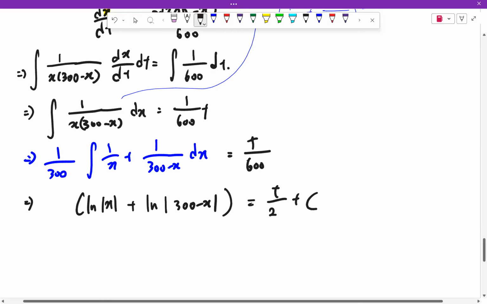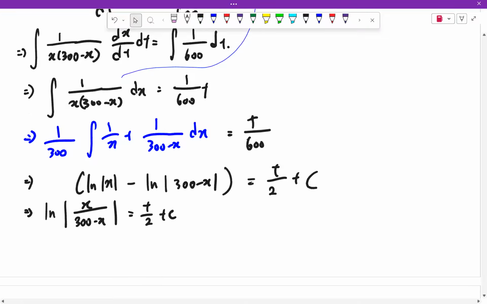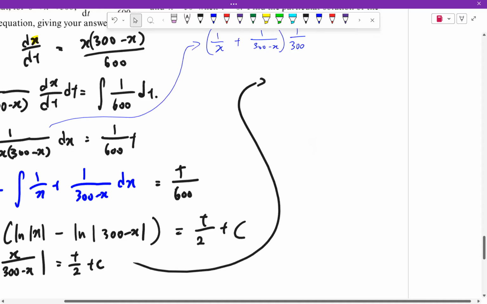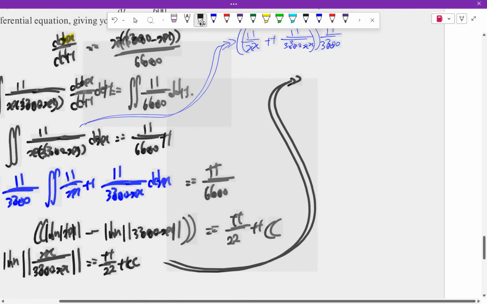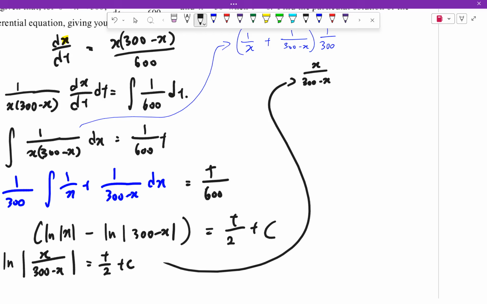So, in this case, the ln we can change form such that it will become ln of x plus 300 minus x. Oh, sorry, it should be minus. So it should be ln of x over 300 minus x, like that, is equal to t over 2 plus c. Not enough space, so let's come over here. We are trying to make x the subject. So x over 300 minus x is equal to e to the power of t over 2 plus c, like that. Okay?